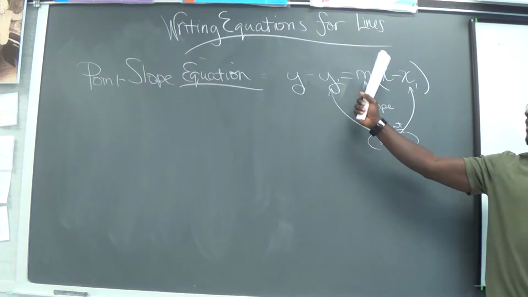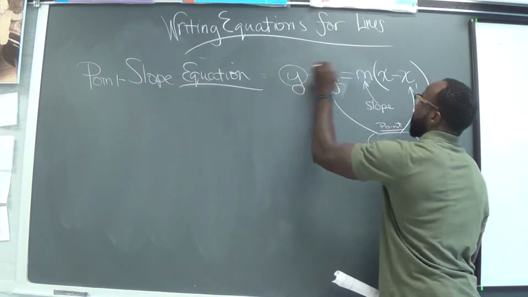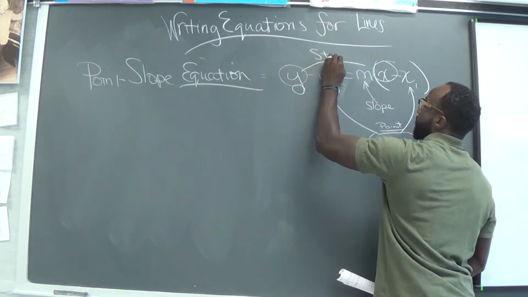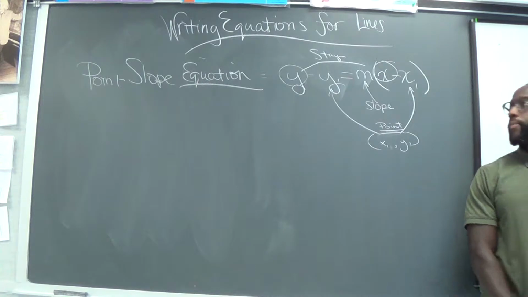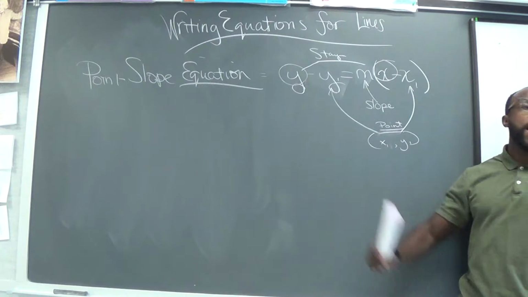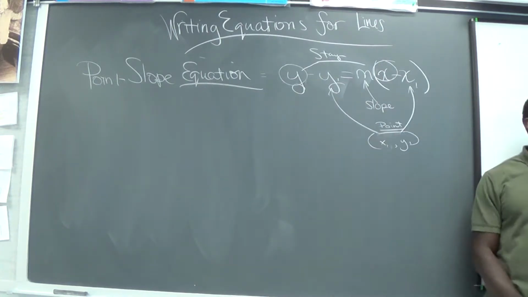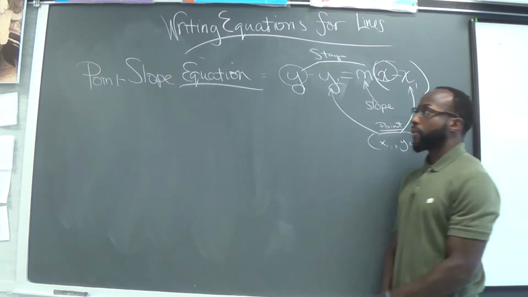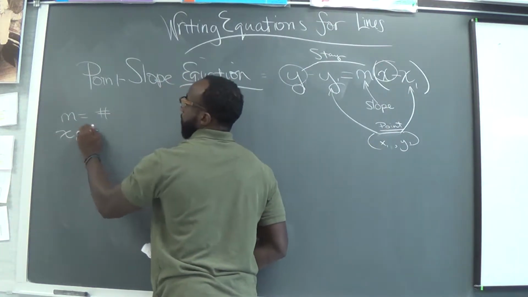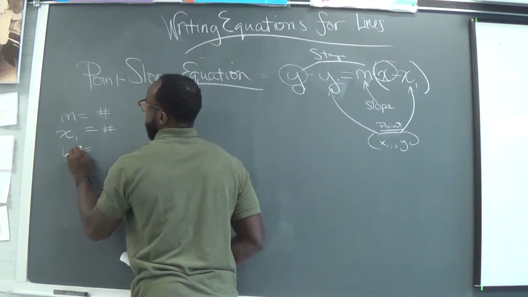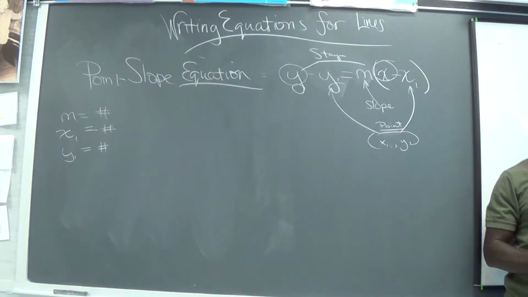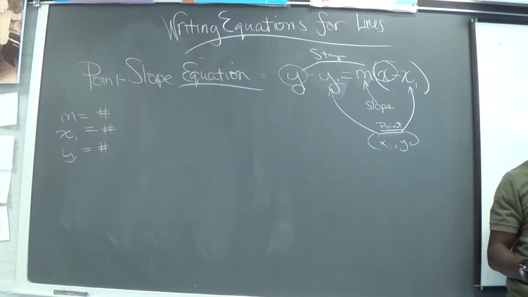This y and this x here, these don't change. They stay the same. So when we start substituting numbers in, y is y, x is x. What does change is the y1, the m, and the x1. So remember that. m is an actual number, x1 is an actual number, and y1 is an actual number. Everything else is the same. This y and this x are the same. So, let's look at an example.